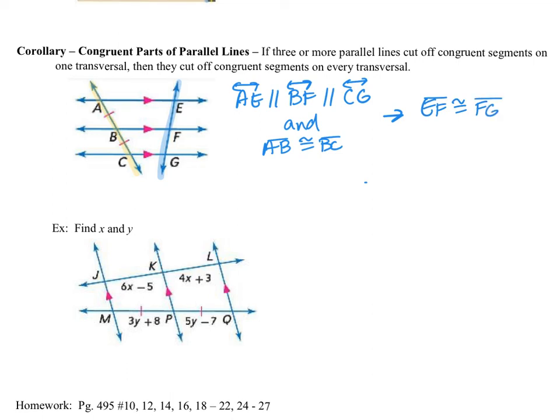Now, make sure that you're understanding what this really says. It's saying that if this yellow transversal is cut into pieces that are congruent to each other, then this blue transversal will be cut into pieces that are congruent to each other. What it's not saying necessarily is that AB would be congruent to EF and BC would be congruent to FG. What it's saying is that if the yellow transversal is cut into these 2 pieces that are congruent to each other, then this blue transversal will be cut into 2 pieces that are congruent to each other.